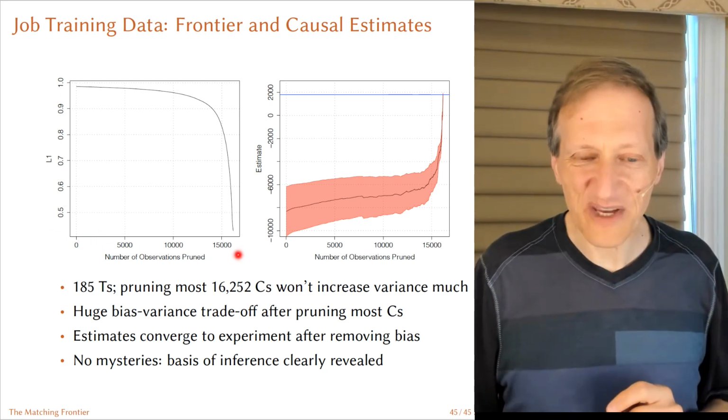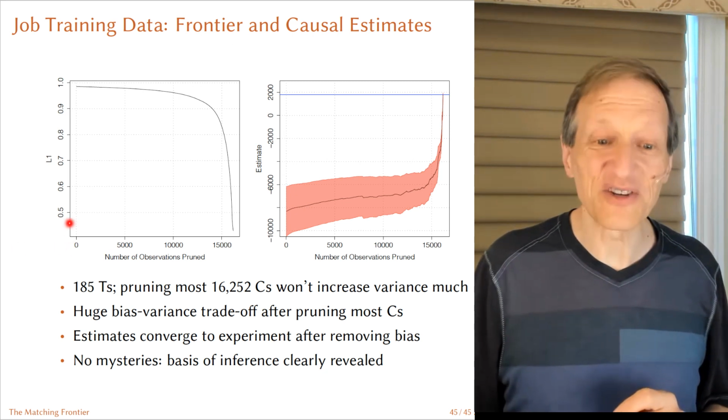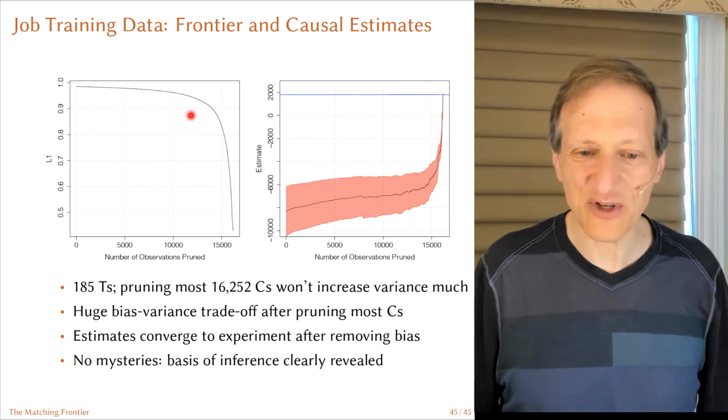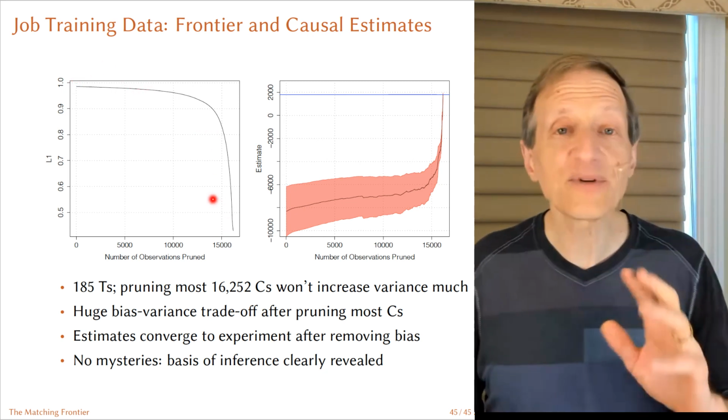The horizontal axis is the number of observations pruned. The vertical axis here is a measure of imbalance, where you start off with this amount of imbalance, and the imbalance drops and drops and drops in this way. But it drops in a particular way.